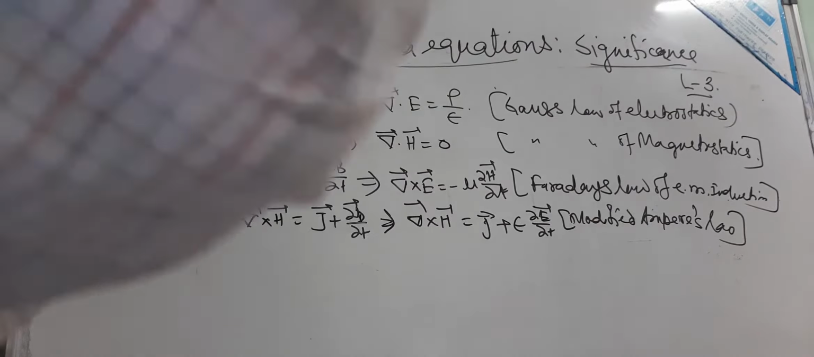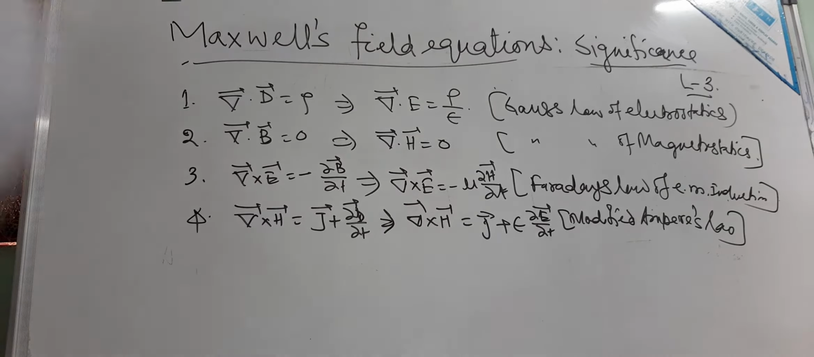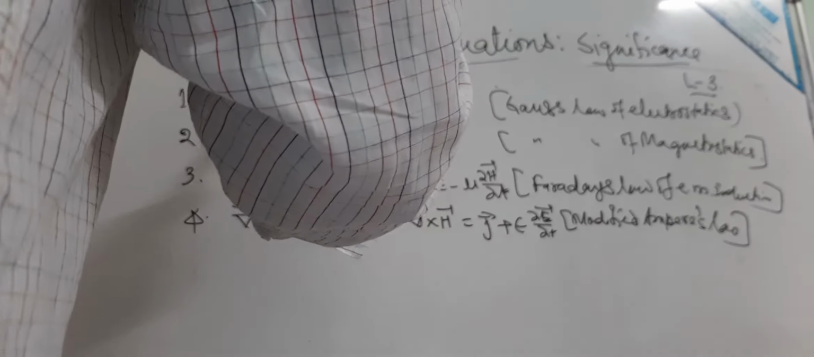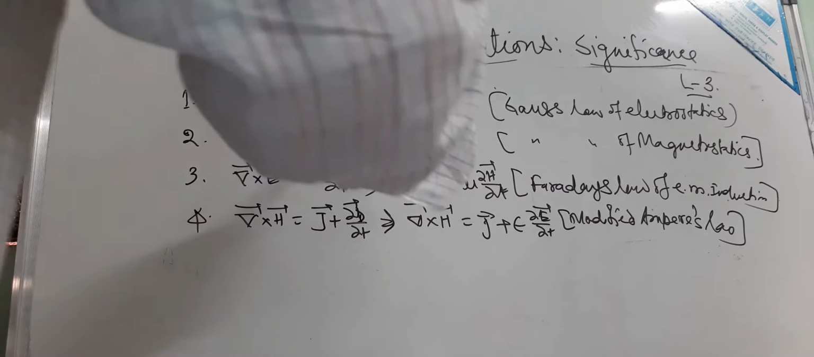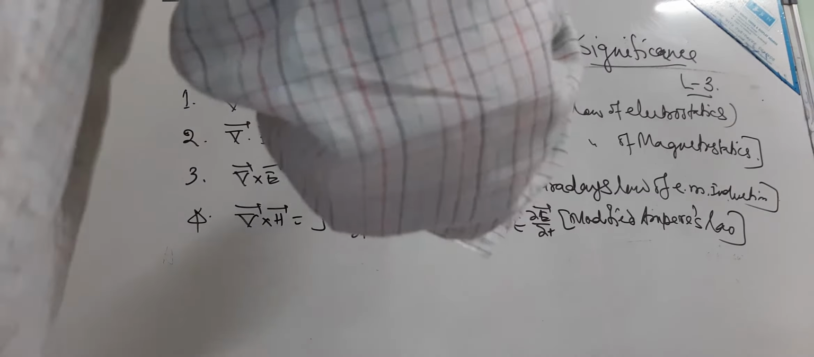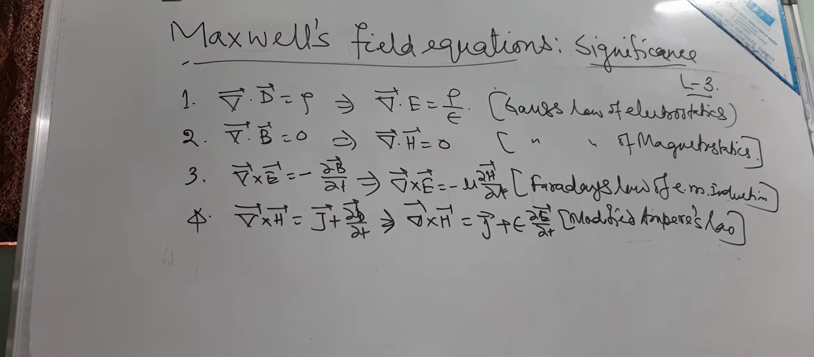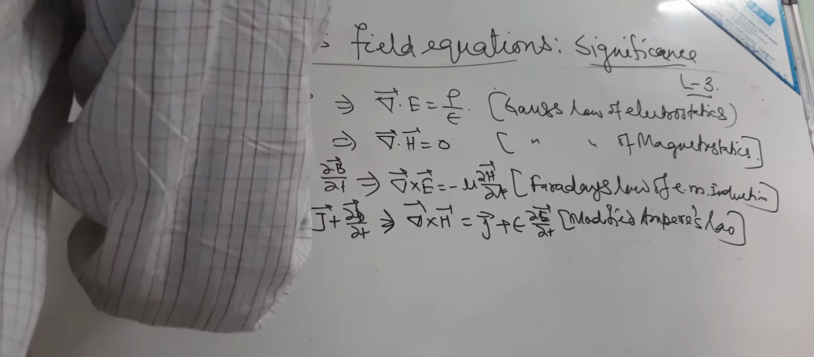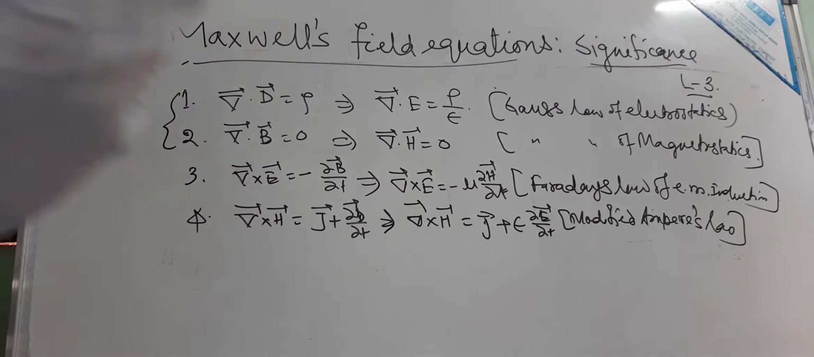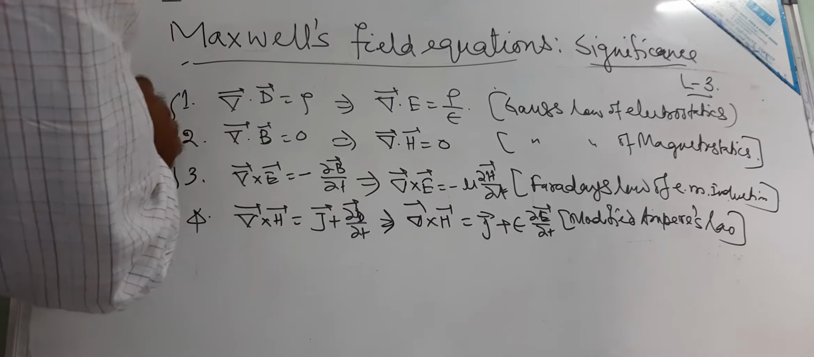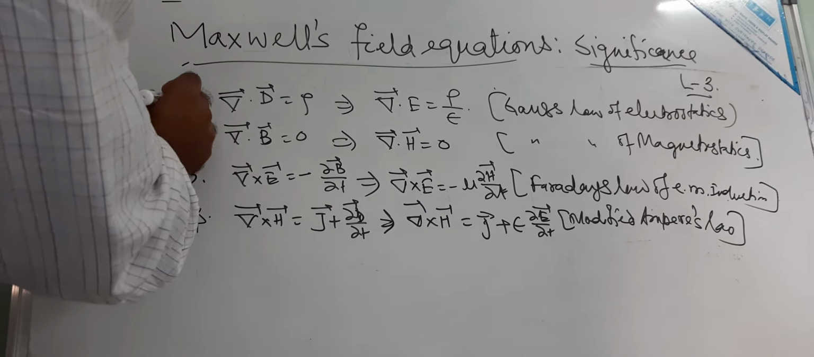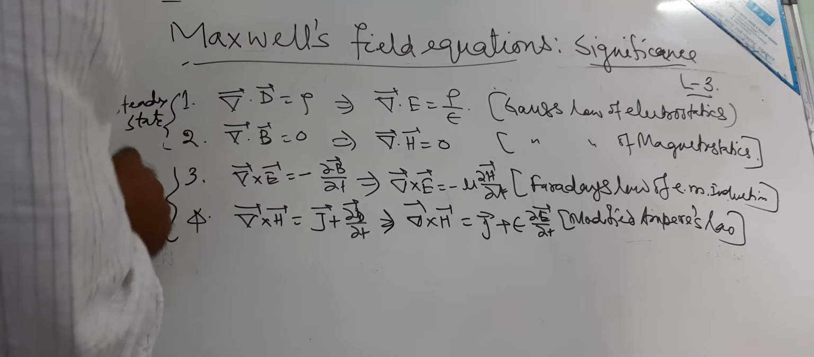These are the differential form of Maxwell's equations. These first two are the steady state equations, and the other two are the time varying equations.